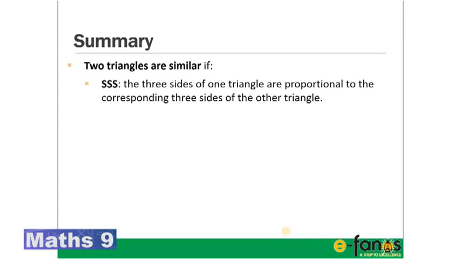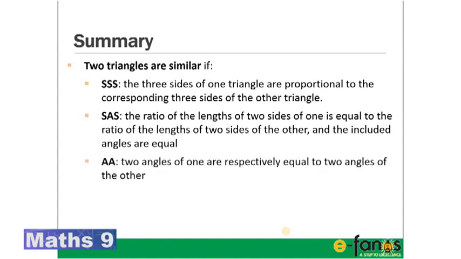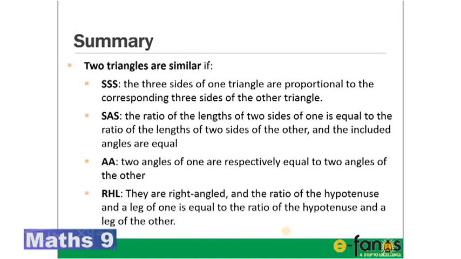Two triangles are similar if SSS: the three sides of one triangle are proportional to the corresponding three sides of the other triangle. SAS: the ratio of the lengths of two sides of one is equal to the ratio of the lengths of two sides of the other, and the included angles are equal. AA: two angles of one are respectively equal to two angles of the other. RHL: they are right-angled, and the ratio of the hypotenuse and a leg of one is equal to the ratio of the hypotenuse and a leg of the other.